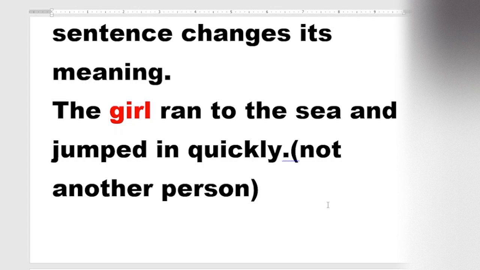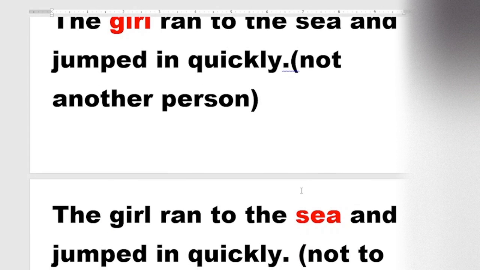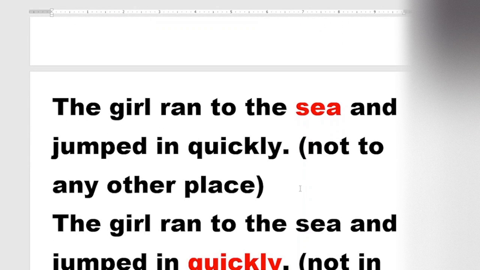I'm stressing the word girl as the main stress. Now I'm going to change the main stress. The girl ran to the sea and jumped in quickly. Here the meaning is not to any other place, just to the sea. Okay?